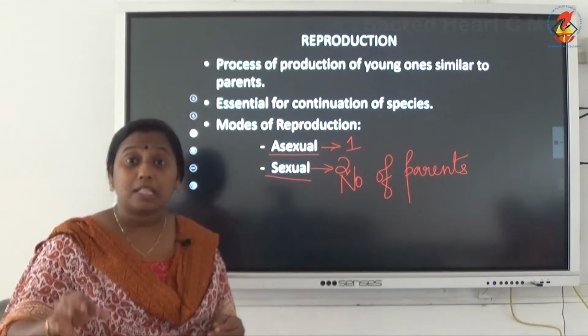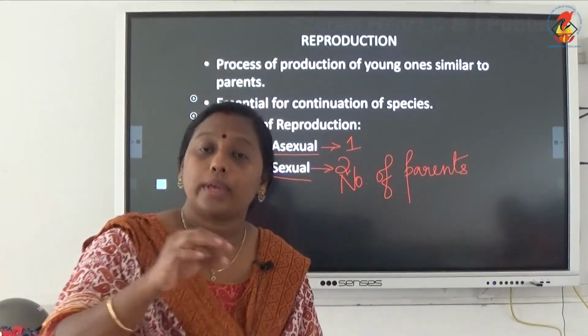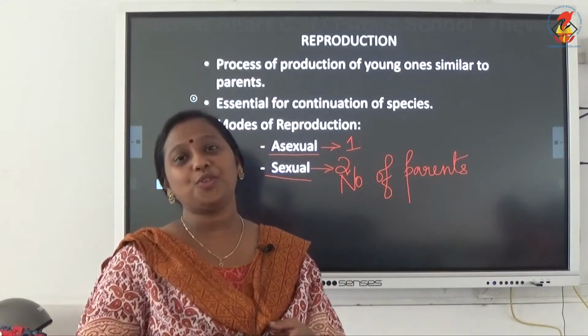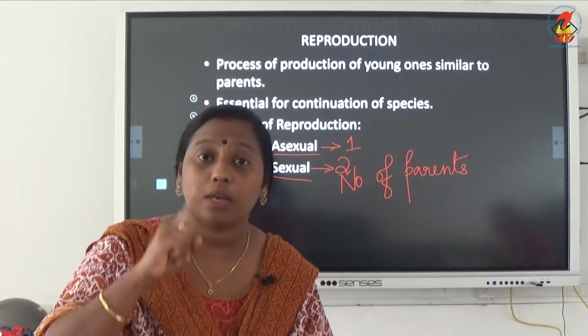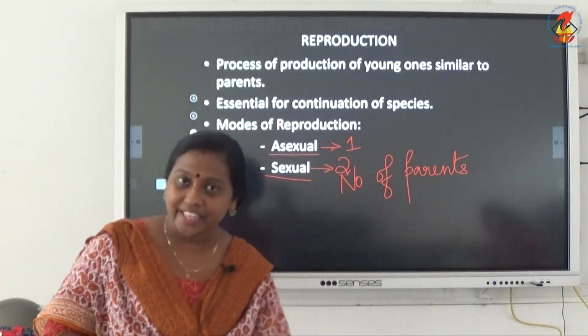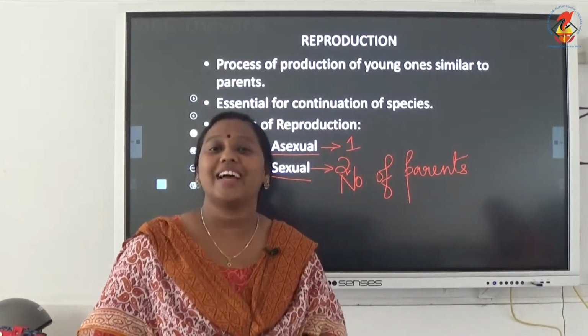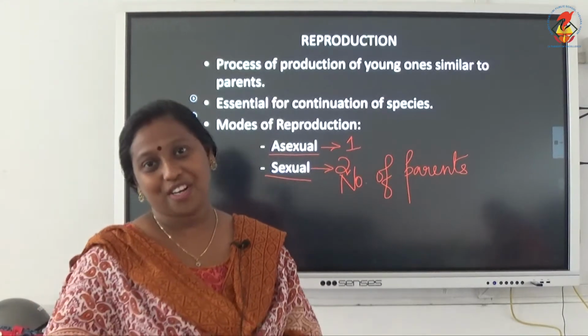So, on the basis of the number of parents involved, we classify reproduction into how many types, children? We classify it into two types. The first one where only one parent is involved, you call it asexual reproduction, and the second one where two parents are involved, you call it sexual reproduction.